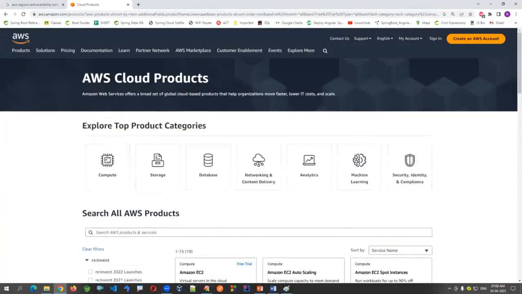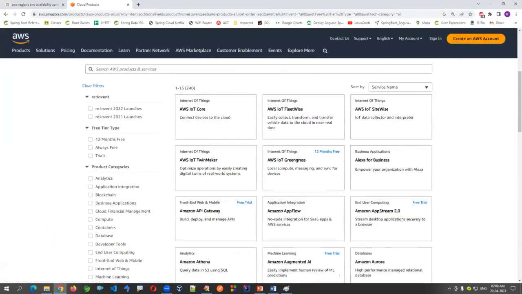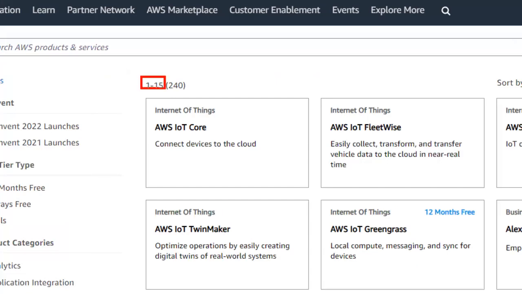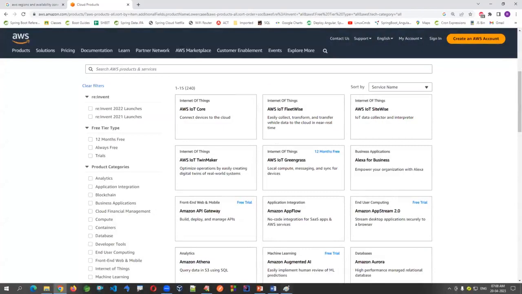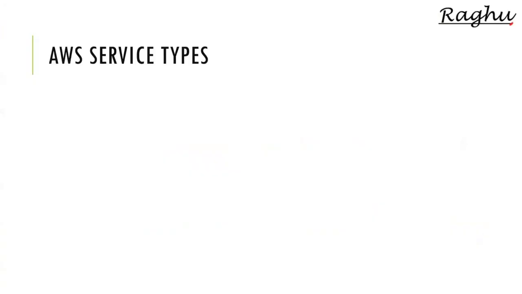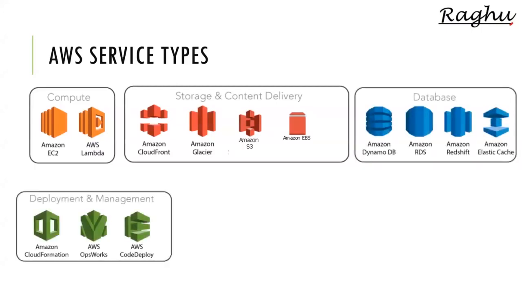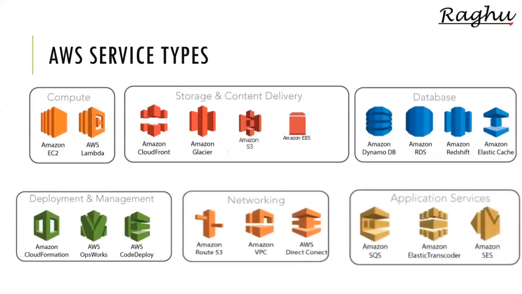You can click on this and see how many products there are. Observe the total products count: it's 240. I gave a number of 200 plus, but here it is 240 in total. These are the services it is providing. These are the major service types, and I gave a list here: computing, storage and content delivery, database, deployment and management, networking and application services.